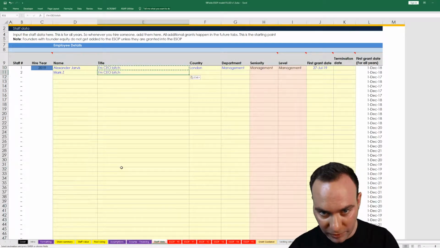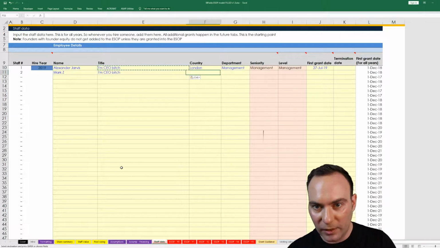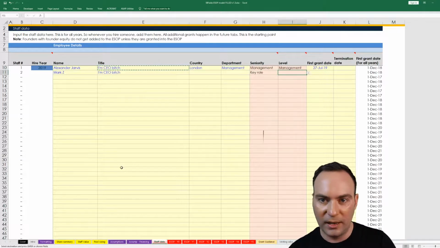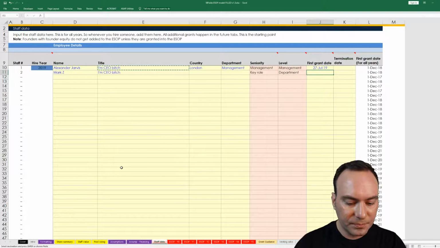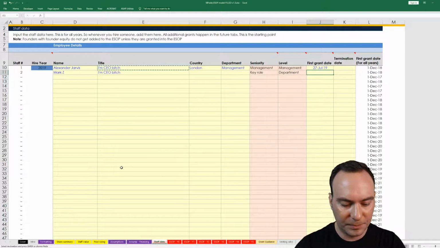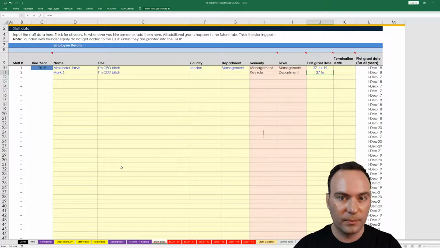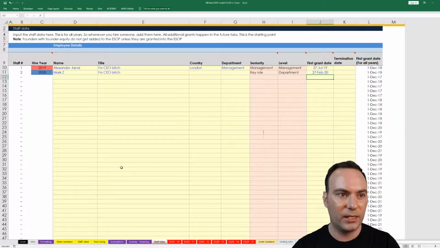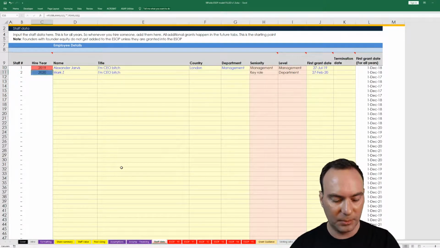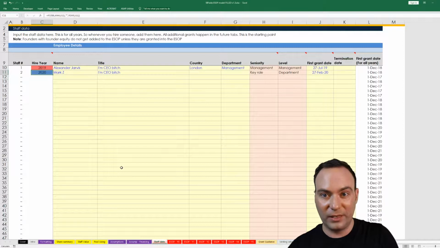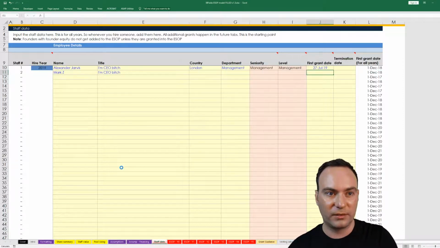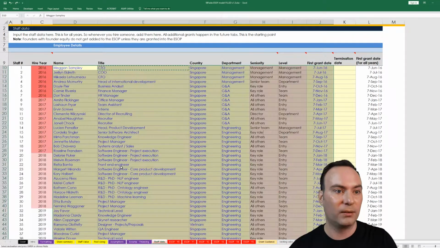He lives wherever, you don't have to fill these in if you don't want to, but anyway. See, something is key role department head, and he's going to be granted on the 27th of February 2020. Oh look, 2019, 2020, it's automatically filled in properly. So it's really that simple to fill it in, right? That's all you need to do to fill in this sheet. But make sure every single time someone is entering this program, you add them in, okay?